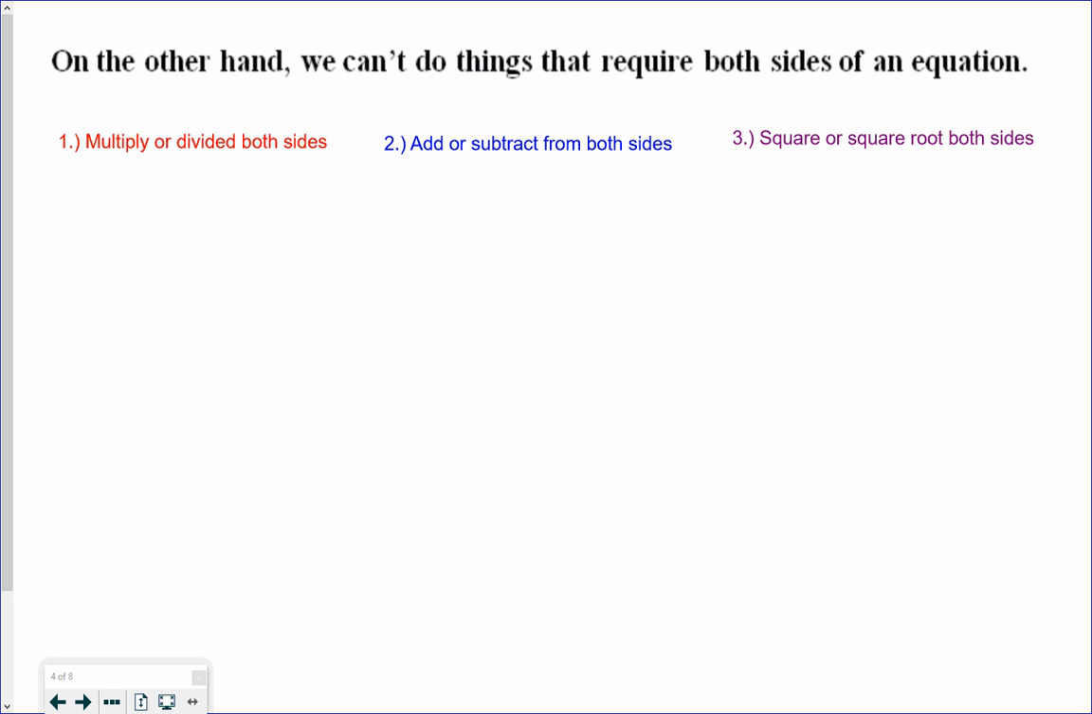But the things you can do, we did earlier. You can factor. You can multiply by 1. You can replace the identities. Okay? We can do that. These are the 3 no-nos.